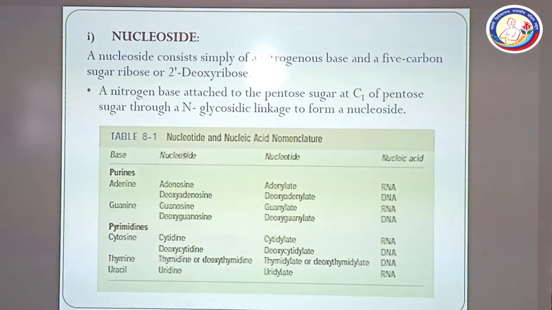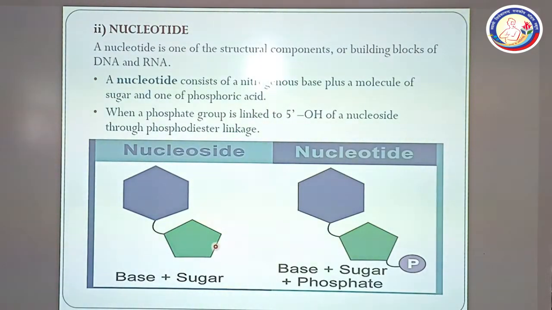A table is given here: nucleotide and nucleic acid nomenclature. Bases: purines, adenine and guanine; pyrimidines, cytosine, thymine, uracil. As far as the names of the nucleosides are concerned: adenosine, deoxyadenosine, guanosine and deoxyguanosine, cytidine, deoxycytidine, thymidine, deoxythymidine and uridine. Nucleotides: adenylate, deoxyadenylate, guanylate, deoxyguanylate. These are found in the respective nucleic acids, the genetic materials.